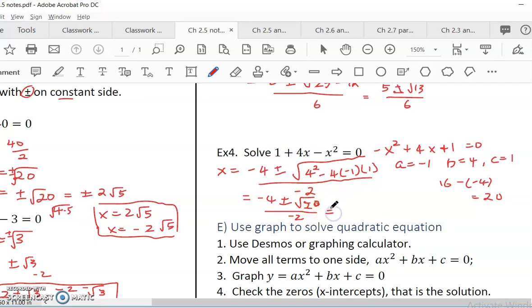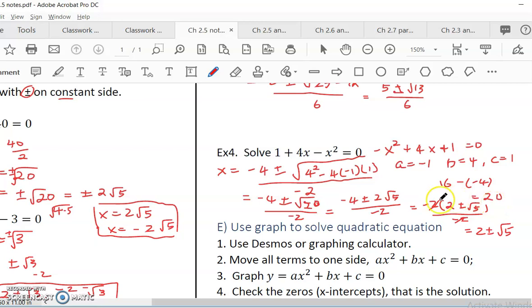Square root of 20 is something that I can simplify, right? So it's negative 4 plus and minus, 4 times 5, so it's 2 root 5, over negative 2. Now I want to simplify the negative 2, so I factor negative 2 out of the top. So it becomes 2 plus and minus root 5 over negative 2, and I cancel those. So it'll be 2 plus and minus root 5. Sometimes you can do that.